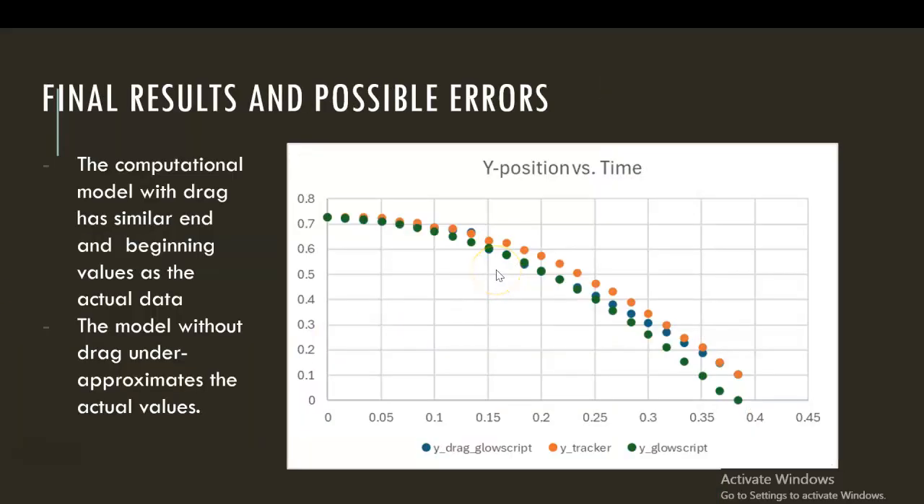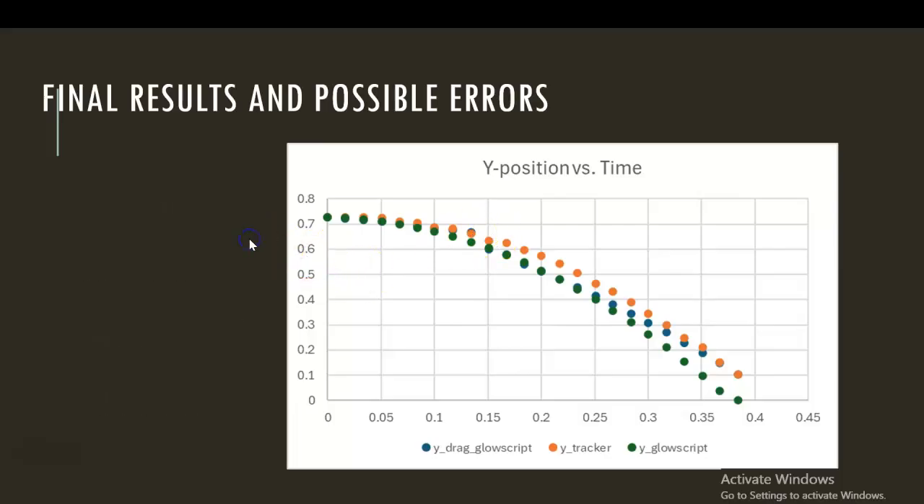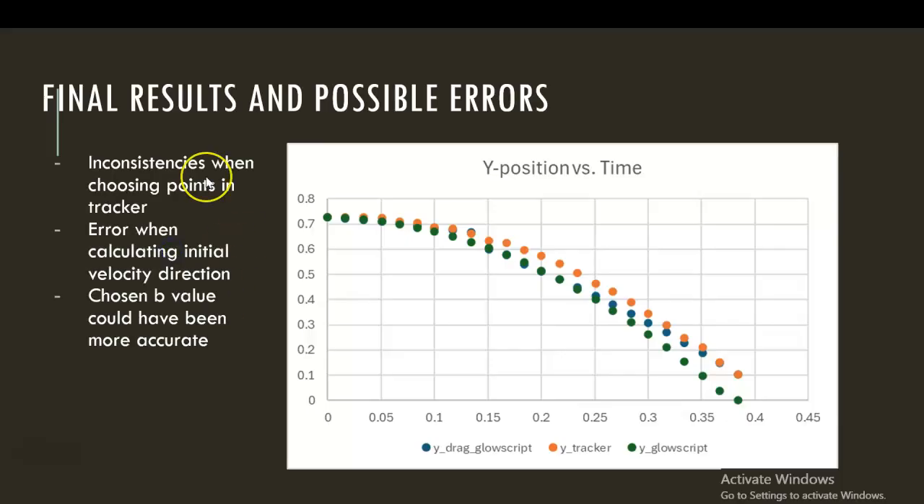As you can see in the graphs, the blue values show that the change in y with drag found in GlowScript overlaps with the actual change found in Tracker, represented by the orange values. The green values show that the GlowScript model without drag underapproximates the actual values found in Tracker, signifying that drag is a component affecting the object's actual motion.